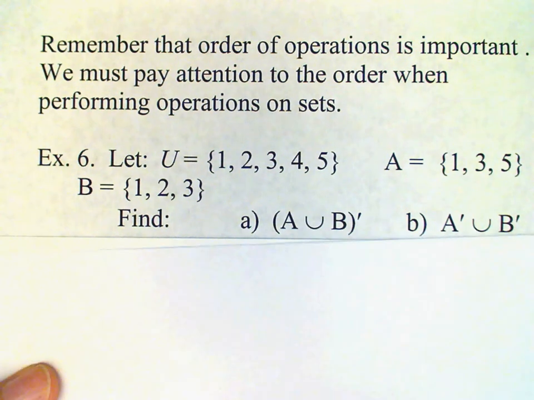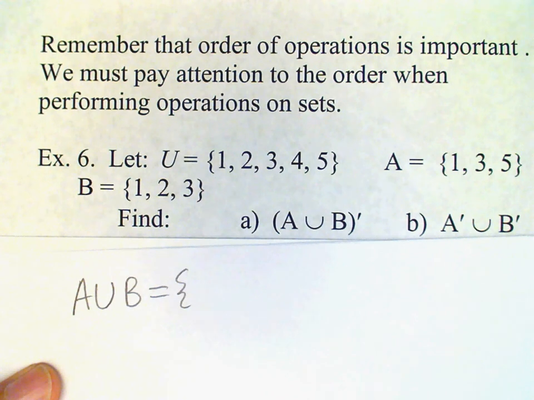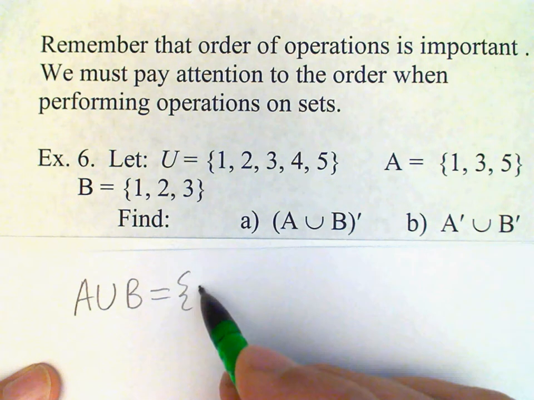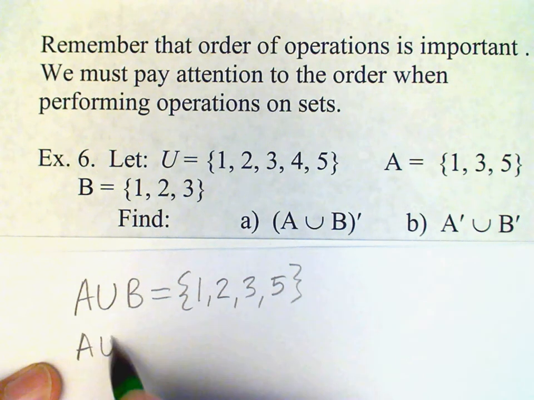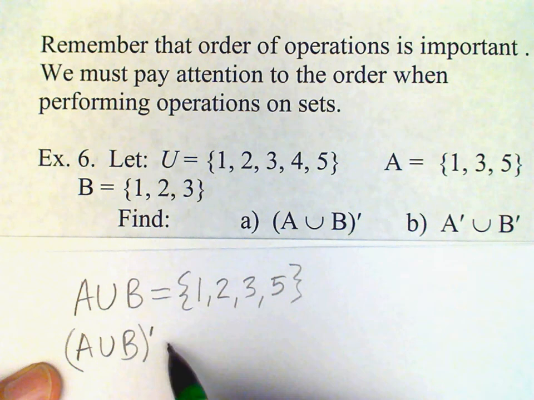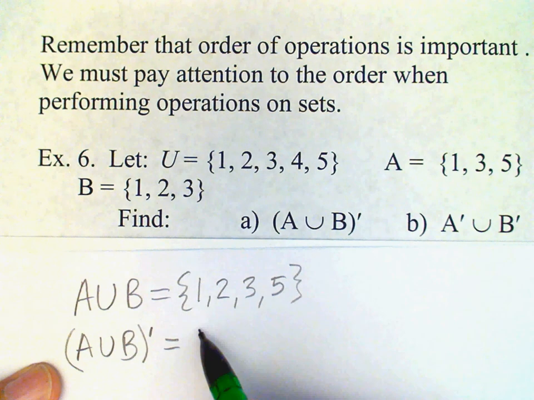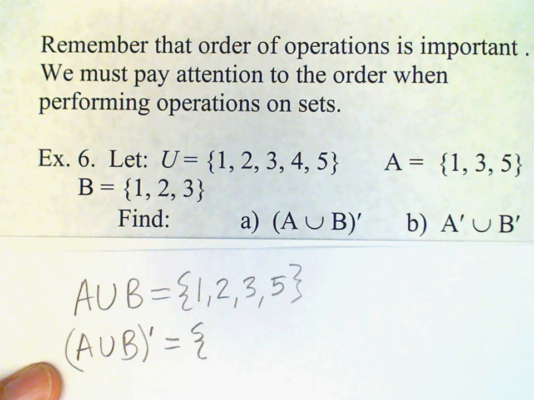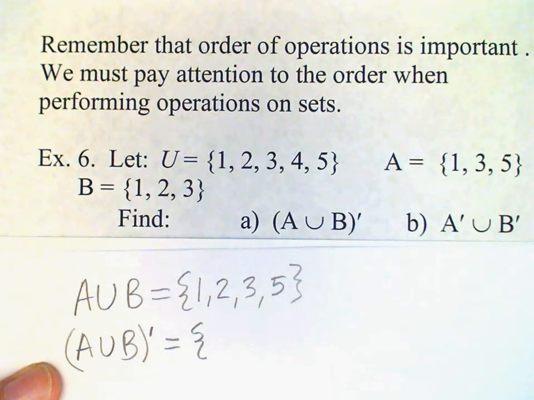Okay, so first of all, the union of the two sets, A union B. Remember, for the union, I need to make a list of the elements that are in the one set or the other or both. So that's going to be 1, 2, 3, 5. And then the complement of A union B is the set of elements that are in the universal set but are not in my set here, A union B. Well, U contains 1, 2, 3, 4, 5, and all of those are in A union B except 4, so the complement then just consists of that single element.